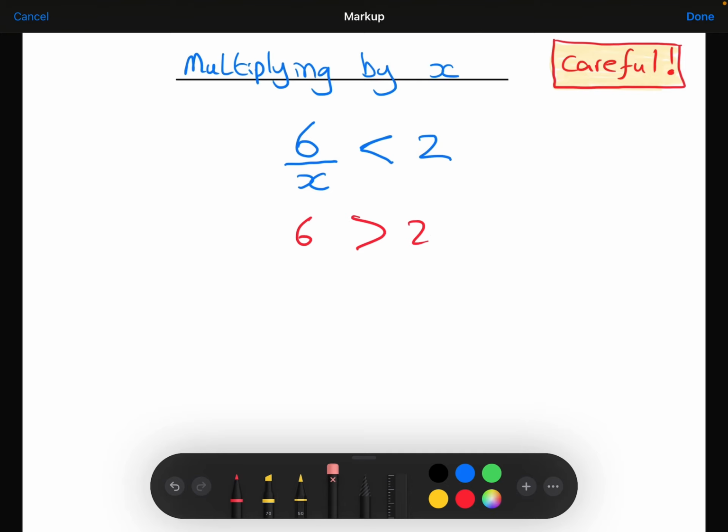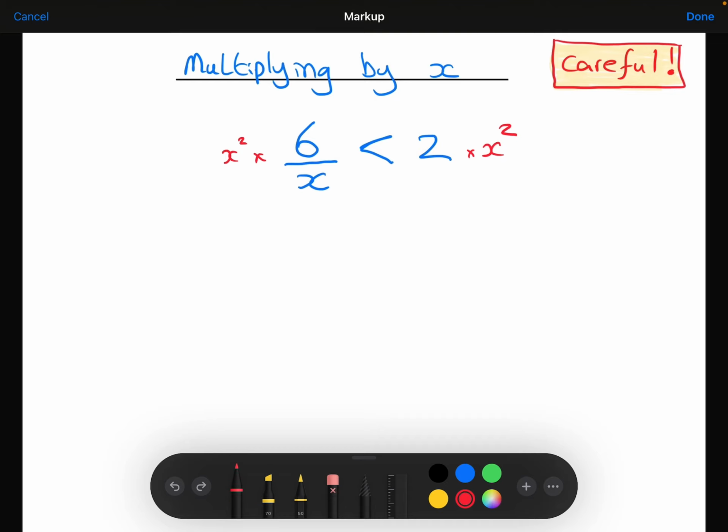But there is a trick we can do. Instead of multiplying both sides by x, I'm going to multiply both sides by x squared. Because by doing that, I know that x squared is always positive. Therefore, I know by multiplying both sides by x squared, I don't need to flip the sign. It is definitely a positive number, so I can keep the inequality the right way round, the way it's written.